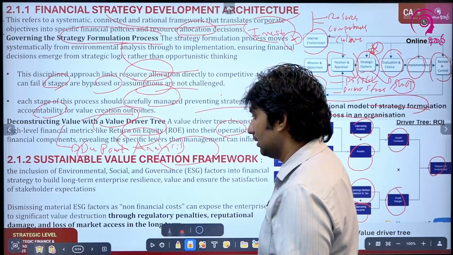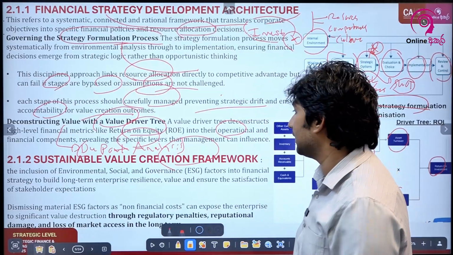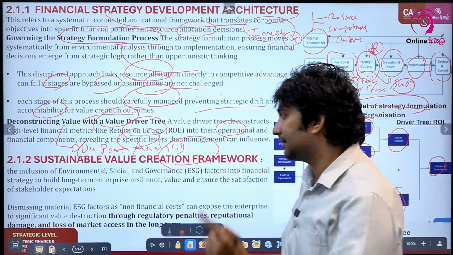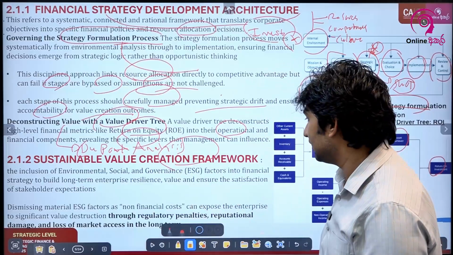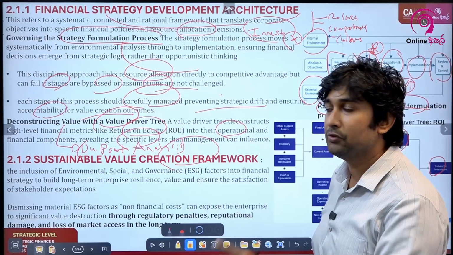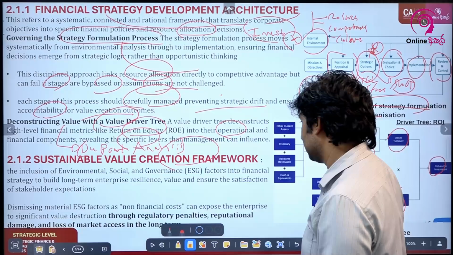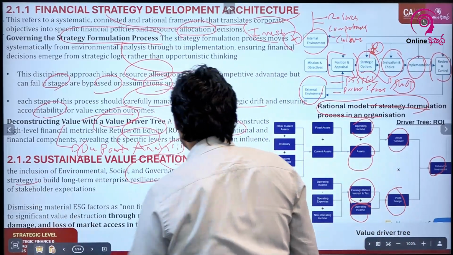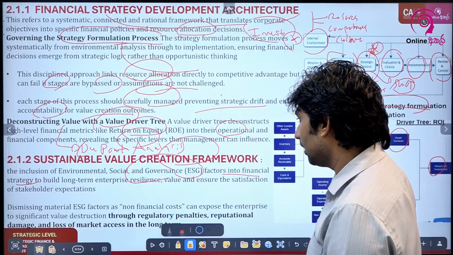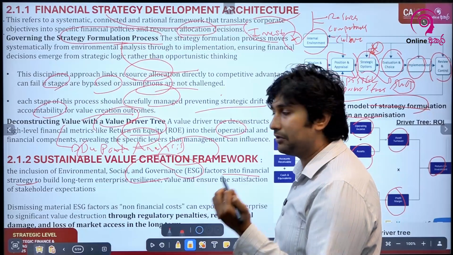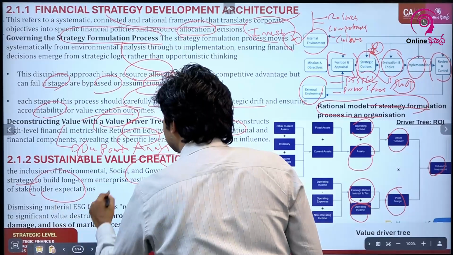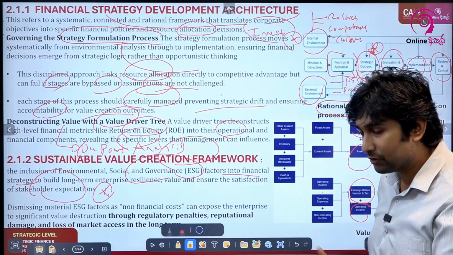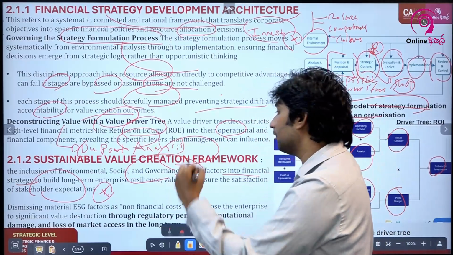Sustainable value creation framework. ESG factors, as I mentioned earlier, are something that you cannot ignore in your financial decision making. If you don't factor in ESG now, at some point not adopting ESG will haunt you as a huge reputational cost and burden. So always remember, ESG factors should be taken into consideration during financial strategy development, because an organization can create value in the long term only if all the stakeholders are satisfied. You cannot create value if your stakeholders are dissatisfied.